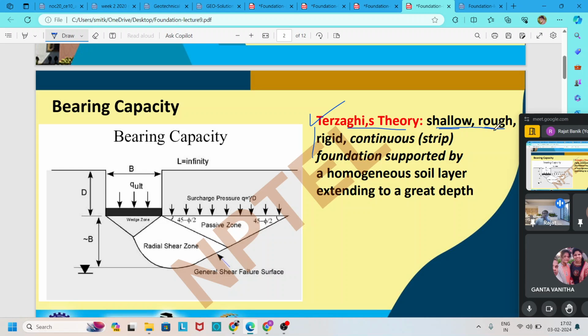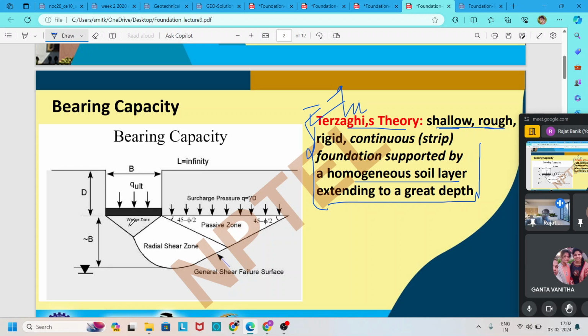The foundation's surface should be rough and continuous foundation, that is a strip foundation, and the soil layer should be homogeneous and extending to a greater depth. This line you should remember. These are the basic assumptions and criteria to develop our bearing capacity formula. And we also remember the different types of failure zone created due to this general shear failure below the surface.